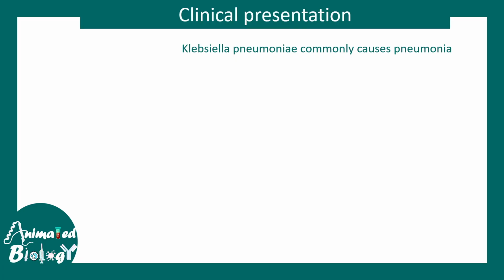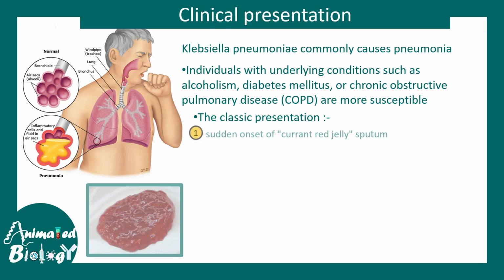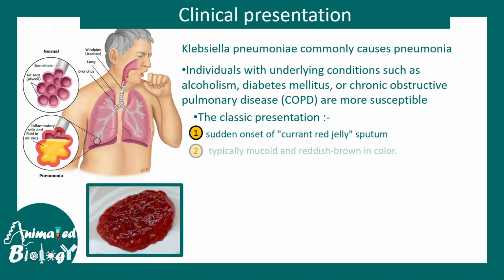Now let's talk about clinical presentation. Klebsiella pneumoniae commonly causes pneumonia. Individuals with underlying conditions such as alcoholism, diabetes mellitus, chronic obstructive pulmonary disease, COPD, or many other diseases are very susceptible to Klebsiella infection. And the classic presentation includes sudden onset of cough and cold with currant jelly-like sputum, which exactly looks like red jelly. This jelly is typically mucoid and reddish brown in color.